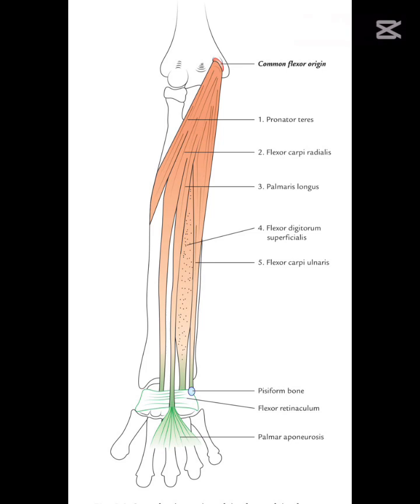Very simple. Palmaris Longus is coming from what? The common flexor origin, which is the medial epicondyle, and inserting on the what? Flexor retinaculum, which is a deep fascia band. Very simple. So now, what is the nerve supply? The nerve supply is just the median nerve.